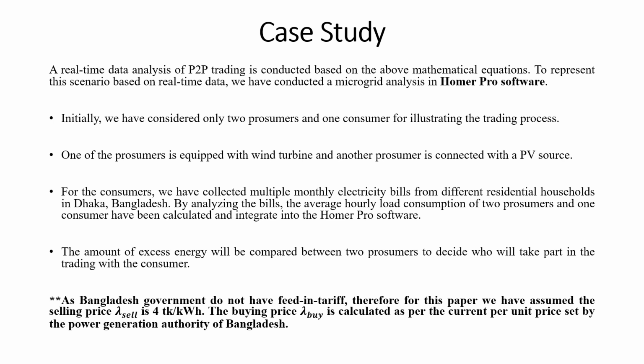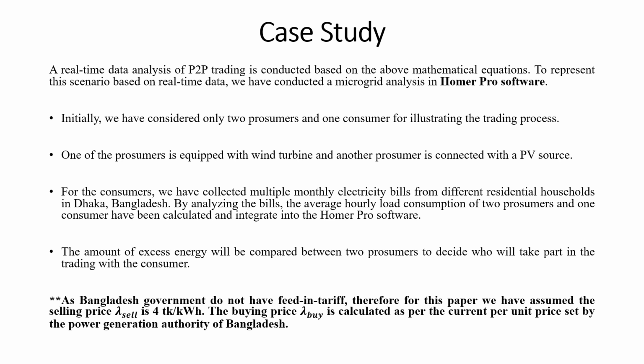Now a real-time data analysis of P2P will be conducted based on the above mathematical equations. To represent this scenario on real-time data, we have conducted a microgrid analysis in HOMER Pro software. Initially, for simplicity, we have considered only two prosumers and one consumer for the trading process. One of the prosumers is equipped with a wind turbine and the other with a PV source. For the load consumption, we have collected monthly electricity bills from different residential houses in Bangladesh. By analyzing those bills, we have selected the average load consumption of the peers.